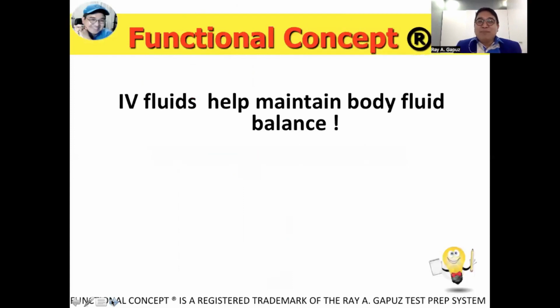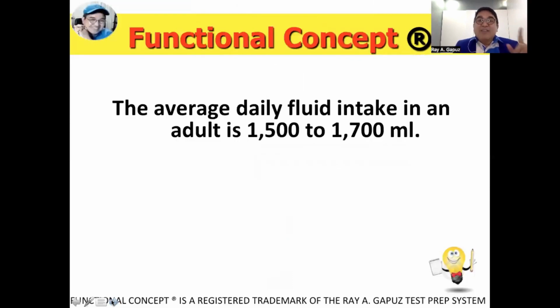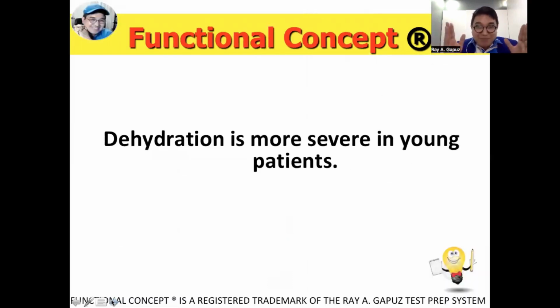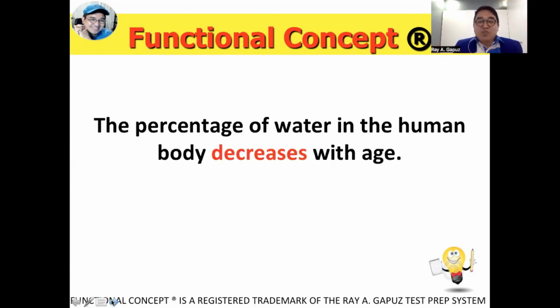Remember, IV fluids help maintain body fluid balance, and the average daily fluid intake in an adult is 1,500 to 1,700 ml. Obtaining the body weight is the most objective way of monitoring body fluids. And take note, here we go, dehydration is more severe in young patients. Why? Because their body weight is more dependent on fluids than the adults. Which means the percentage of water in the human body decreases with age.